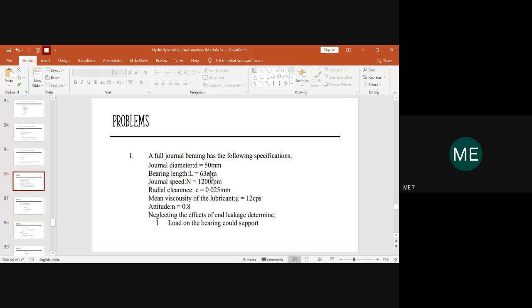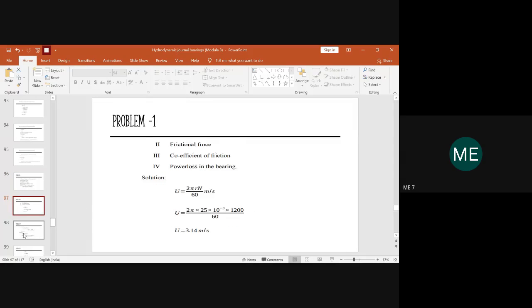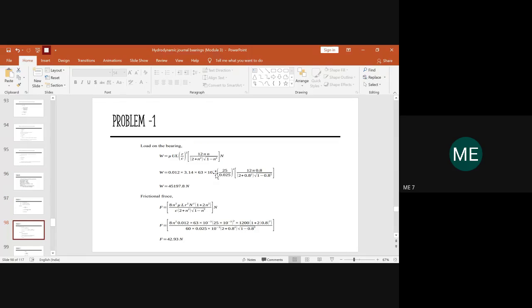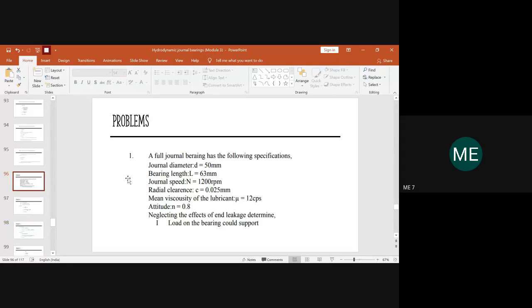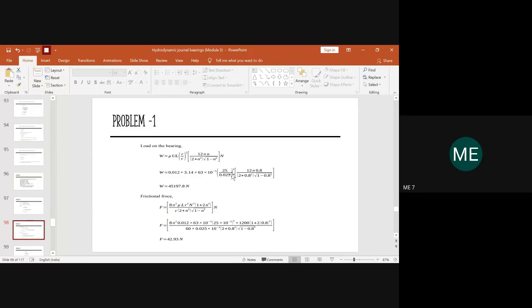So what is the data given here? The bearing length is 63 mm. Convert that into meter, so it is 63 into 10 raised to power of -3. After that, it is R upon C. R is nothing but the radius of the journal. Here the diameter is given, and the radius will be exactly half. So we will write that as 25 upon C.